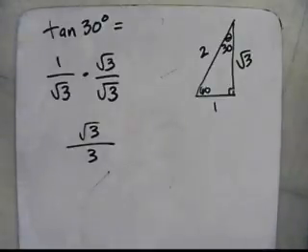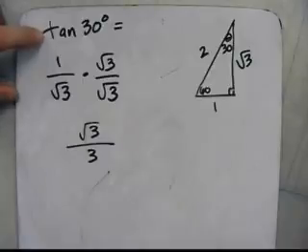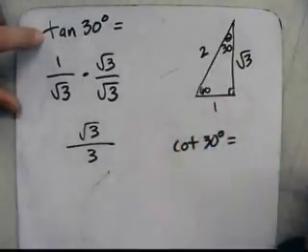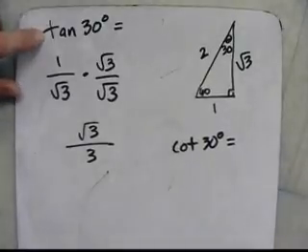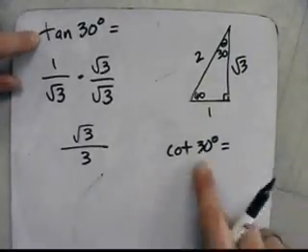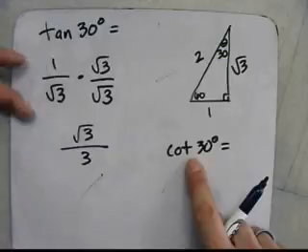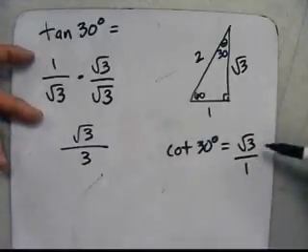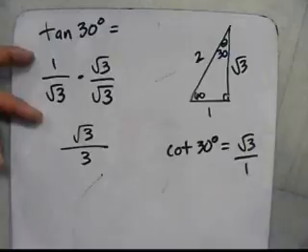So we have to do the reciprocal for each other? This isn't a reciprocal function, this is just tangent. Now, let's say I wanted to do cotangent of 30. Cotangent is just the flip of 1 over square root of 3. So this is just going to equal the square root of 3 over 1. It's going to equal the adjacent over the opposite.